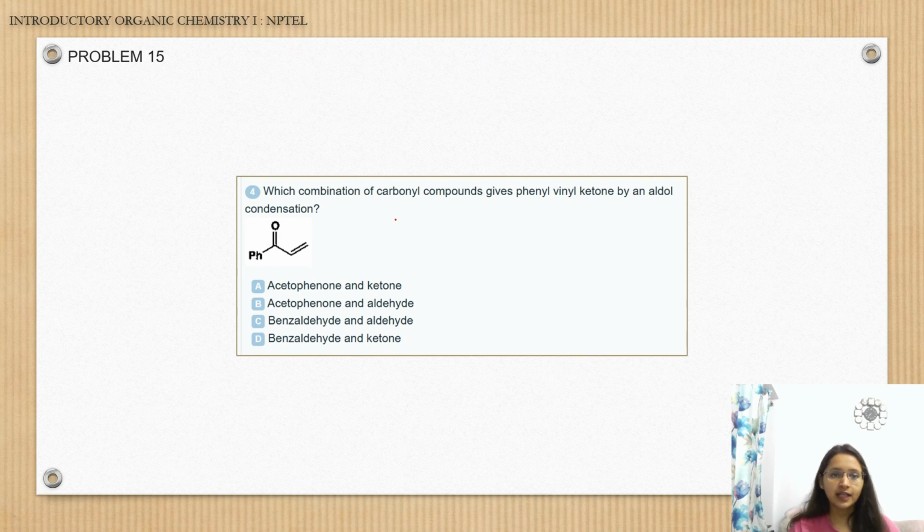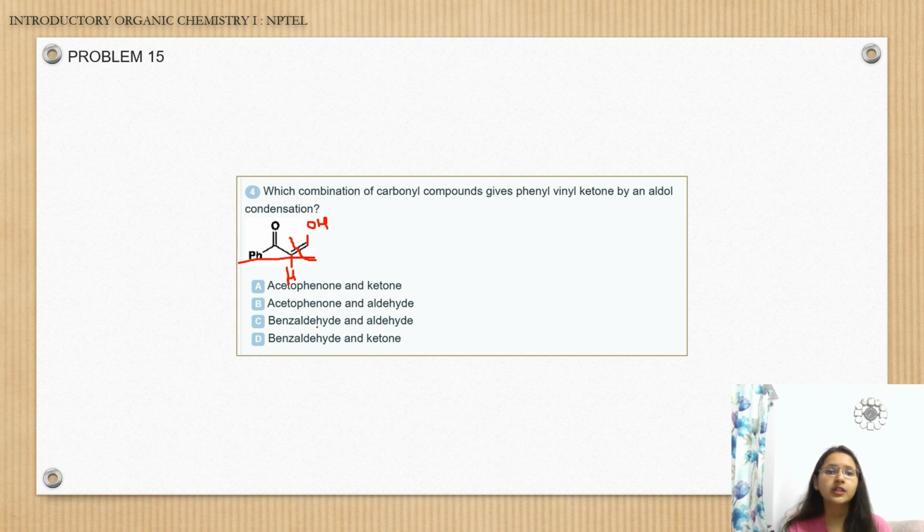Guys, they are asking which combination of carbonyl compounds gives phenyl vinyl ketone by an aldol condensation. So now I hope all of you understand what an aldol condensation is. If not, then I will give you a gist. Here they are asking which combination will give you this compound as a product. In the aldol condensation, H2O release takes place. So this alkene bond which is getting formed is basically from this OH and H. Here is H. So after removal of a water molecule, this particular phenyl vinyl ketone is getting generated. But here they are asking which combination is favorable.